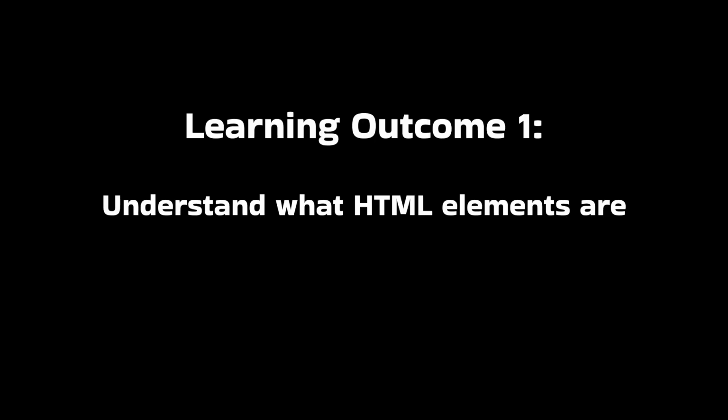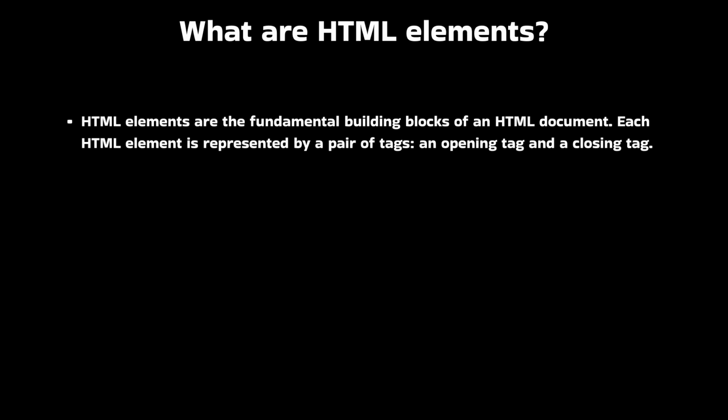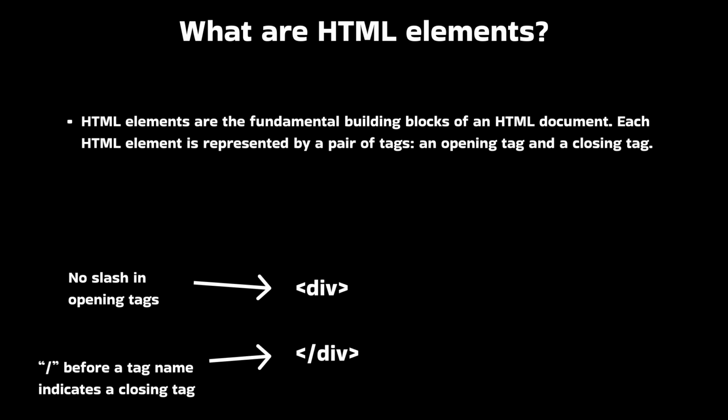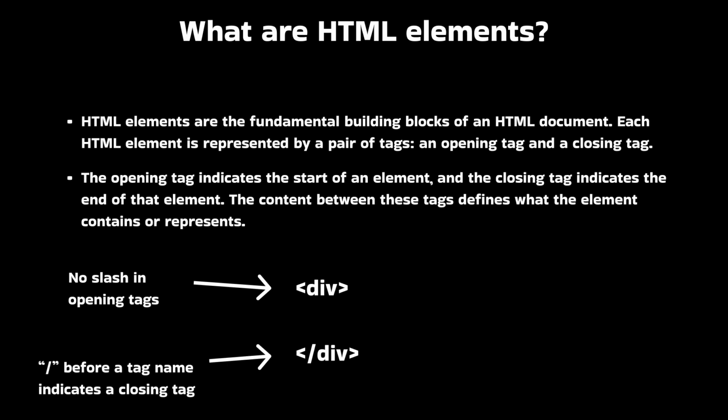Learning outcome 1. Understand what HTML elements are. HTML elements are the fundamental building blocks of an HTML document. Each HTML element is represented by a pair of tags, an opening tag and a closing tag. The opening tag indicates the start of an element, and the closing tag indicates the end of that element. The content between these tags defines what the element contains or represents.